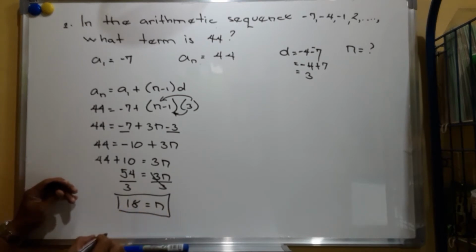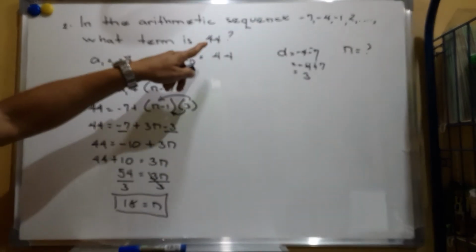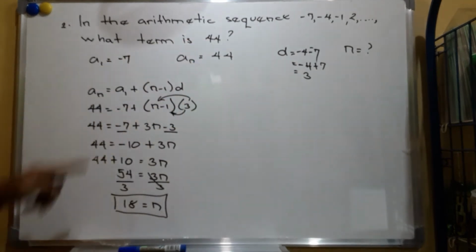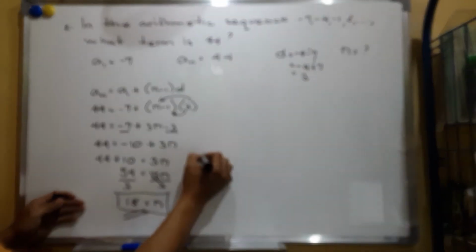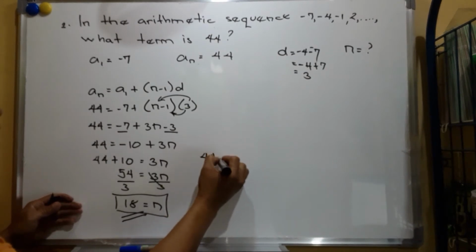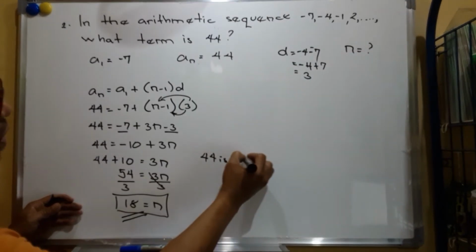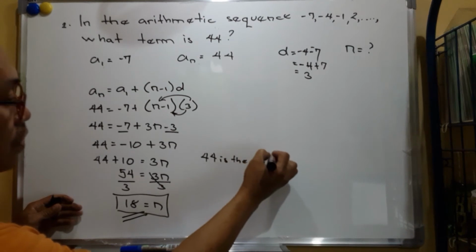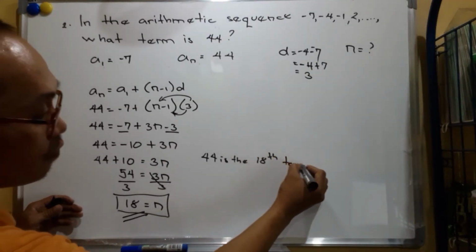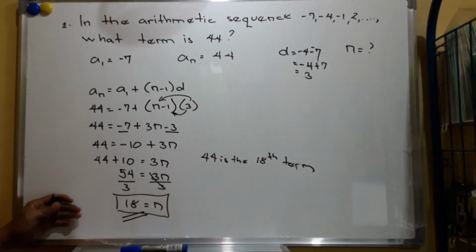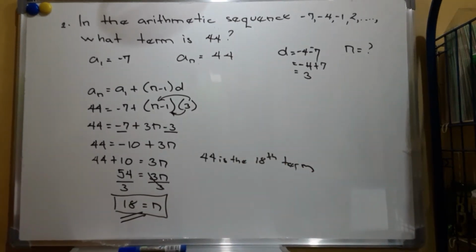Therefore, we can conclude that 44 is the 18th term in the arithmetic sequence negative 7, negative 4, negative 1, and 2. Correct?